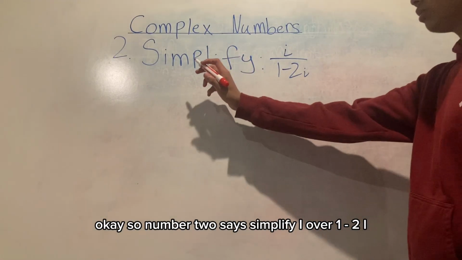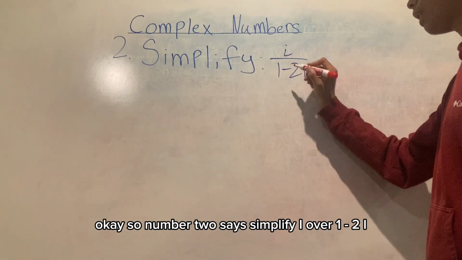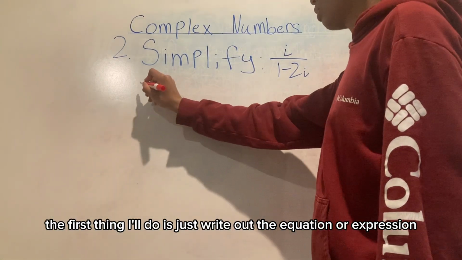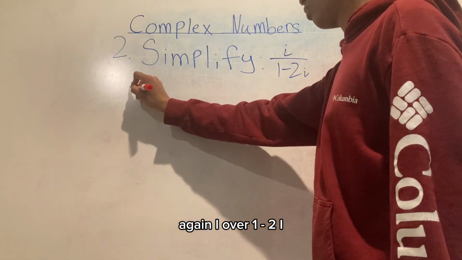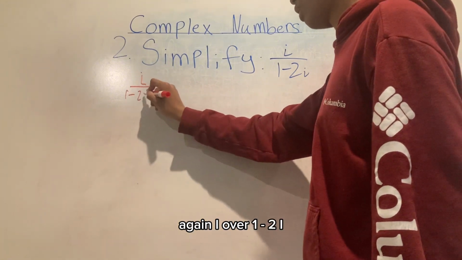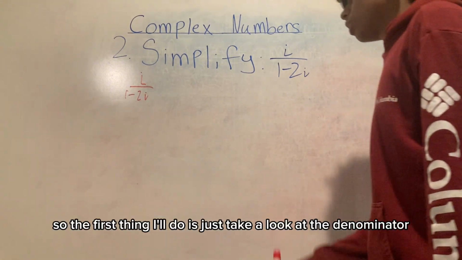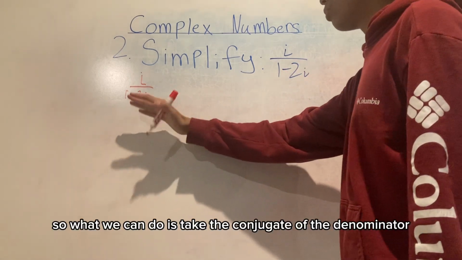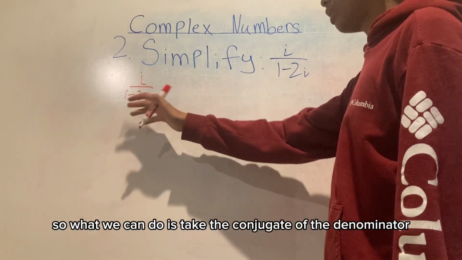Okay, so number 2 says simplify i over 1 minus 2i. So the first thing I'll do is just write out the expression again. i over 1 minus 2i. So the first thing I'll do is take a look at the denominator. What we can do is take the conjugate of the denominator.